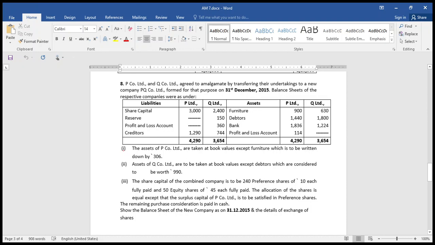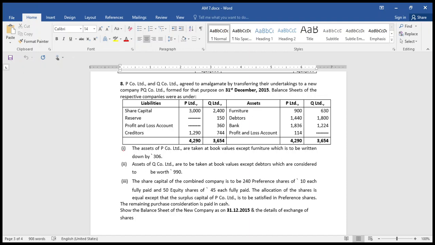P P Company Limited and Q Company Limited agreed to amalgamate by transferring their undertaking to a new company, PQ Company Limited, formed for that purpose on 31st December 2015. Balance sheet of the respective companies were as under. So balance sheet of both the companies were given here. So share capital, reserves of Q Limited only, profit and loss account of Q Limited, creditors.